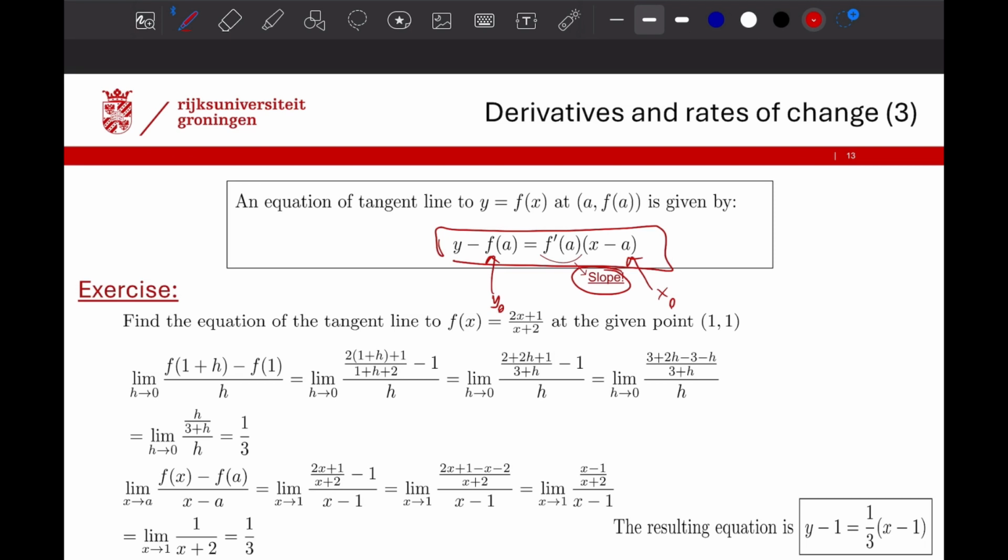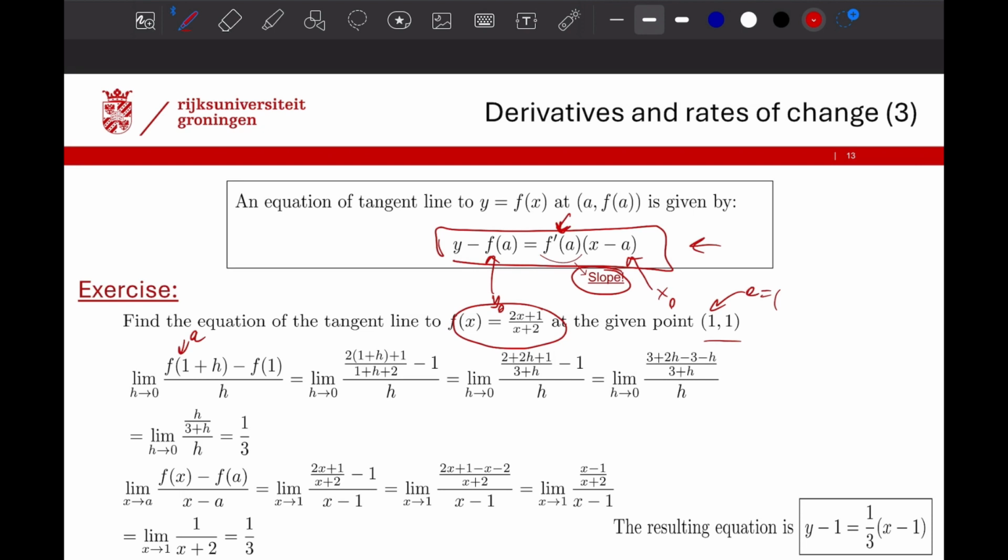So in this exercise, we're asked to find the equation of the tangent line to this curve at the given point 1, 1. So really, the most crucial point is finding this expression, and we know the definition. It is the limit as h goes to 0 of f of 1 plus h, so this is our a, but since the point is 1, 1, we know that a is equal to 1, minus f of 1, over h.